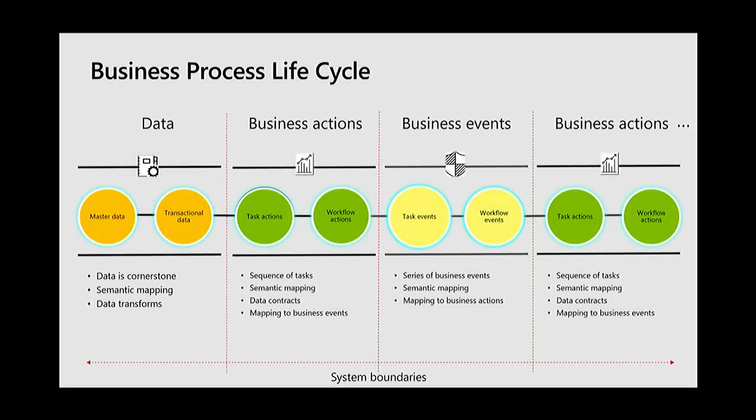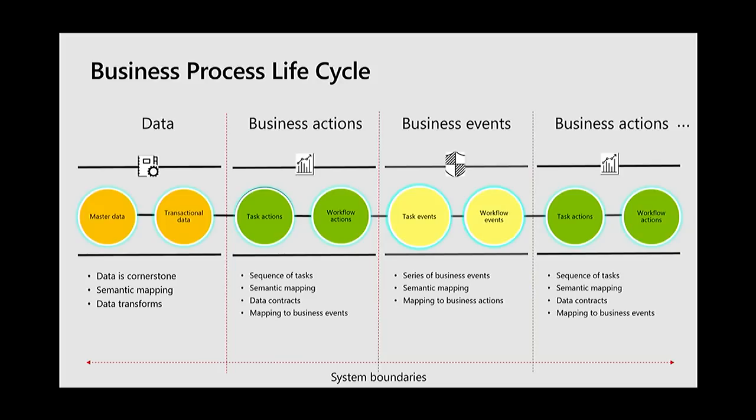So just to set context, why business events? How did we embark on this journey of event-driven architecture, and why did we start with business events? The way we look at a business process is as a chain of events and actions. As users interact and complete their tasks when they execute a business process, they take actions, and those actions generate business events. In response to a business event, either a user or a system needs to take more actions, and these actions again generate business events, and so on and so forth.